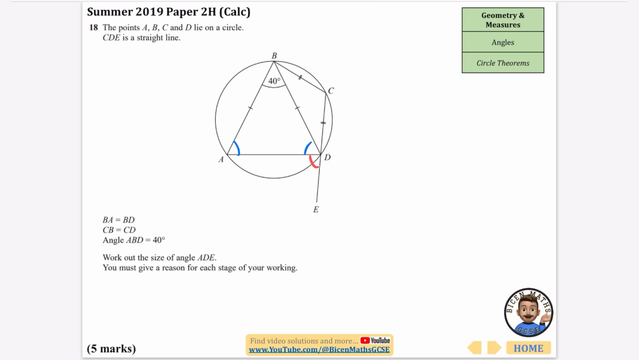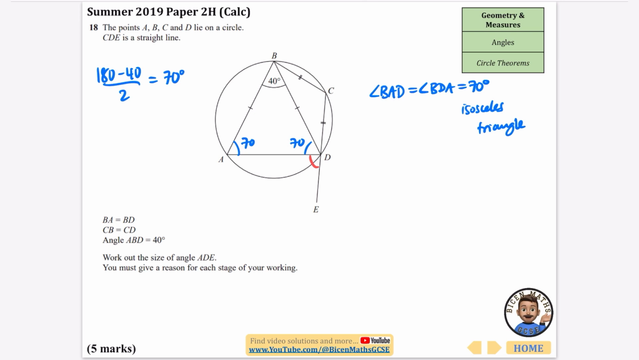I know that this triangle that we have here is isosceles, so I'm going to take away 40 from 180 and then half it. So if I do 180, take away 40 and then half it, I get 140 divided by 2, which is 70. So these are 70. So I'm going to write down that angle BAD is equal to angle BDA, which is 70 degrees, and my reason is isosceles triangle.